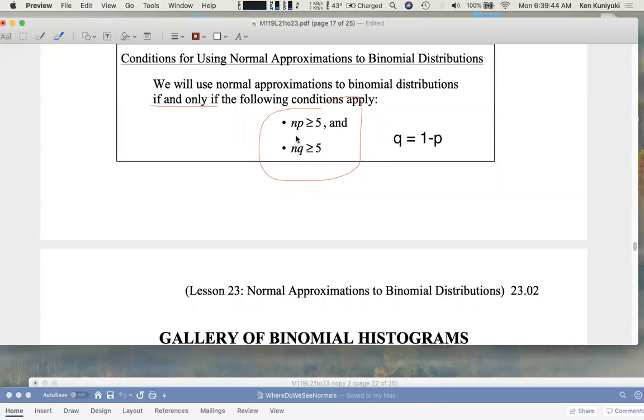So for example, n could be the number of flips of a coin, p is the probability of heads per flip, q is the probability of tails per flip. Now both these conditions favor a normal approximation, because larger values of n tend to favor a normal approximation, and values of p and q that are not close to 0 will also favor a normal approximation.